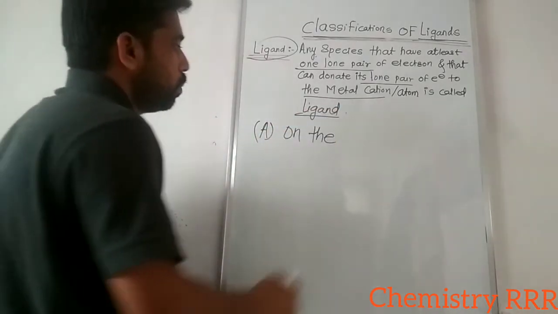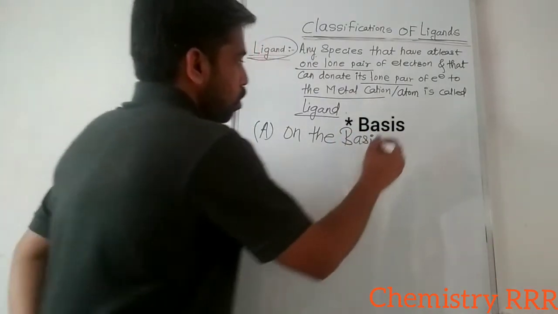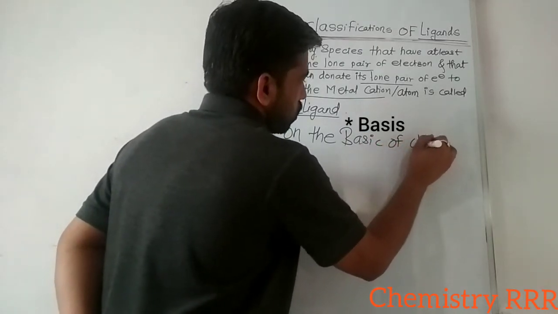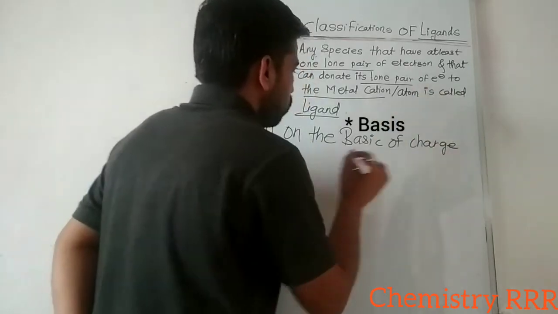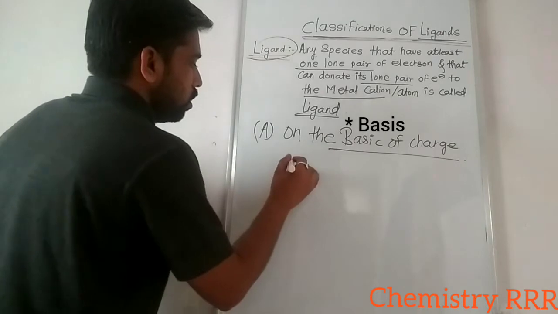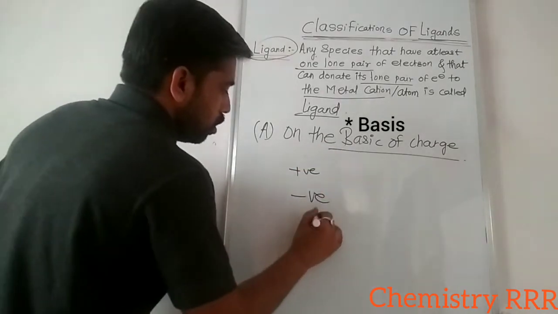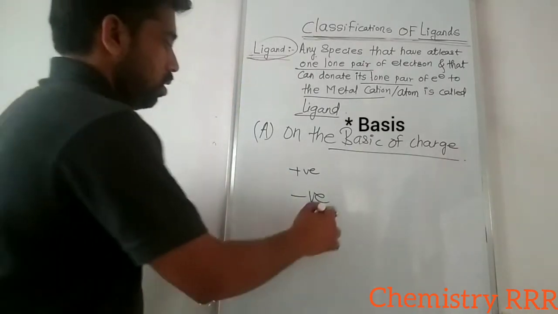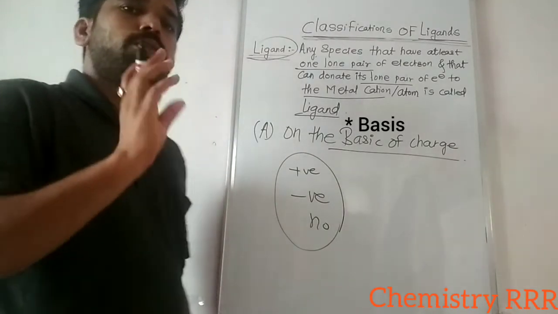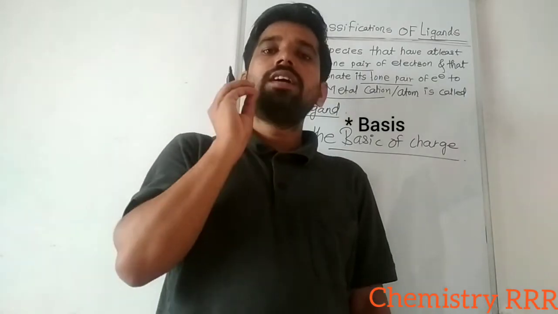Okay, now let's see the first classification: classification of ligands on the basis of charge. Depending on the charge on the ligands, that is positive charge, negative charge, or no charge, the ligands are classified into three categories: anionic ligands, cationic ligands, and neutral ligands.